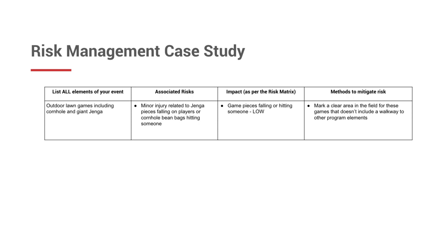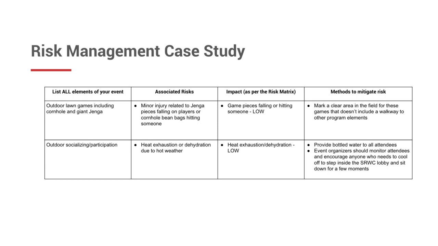The next program element on our risk mitigation plan is the outdoor lawn games that include cornhole and giant Jenga. Potential risks include the possibility that the Jenga pieces fall on a participant or that someone could be hit by a beanbag from the cornhole game. Based on the risk management matrix, we identify the risk of these to be low. To mitigate this risk, we plan to place these games on an area of the field that doesn't encourage guests to walk through it to get to other program elements.